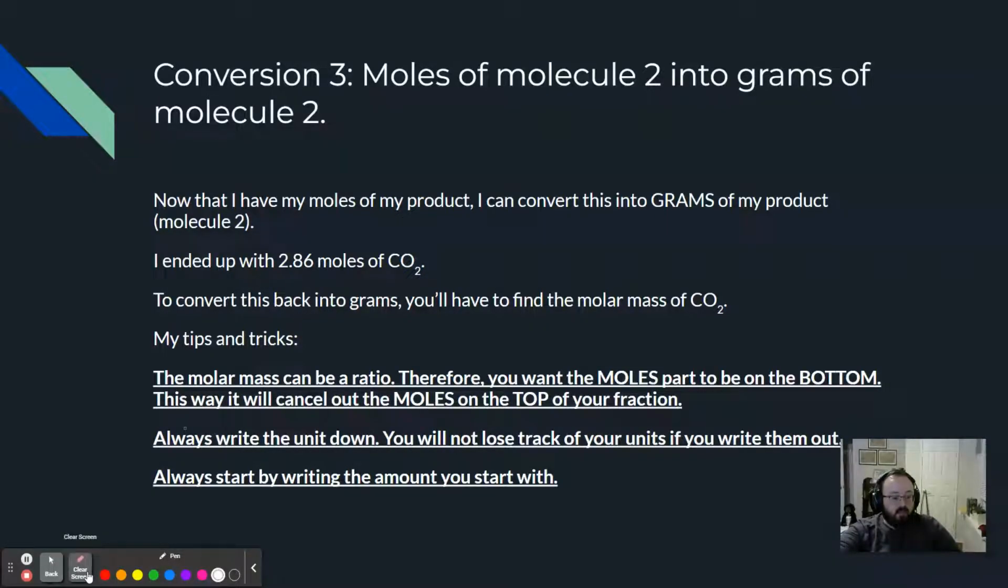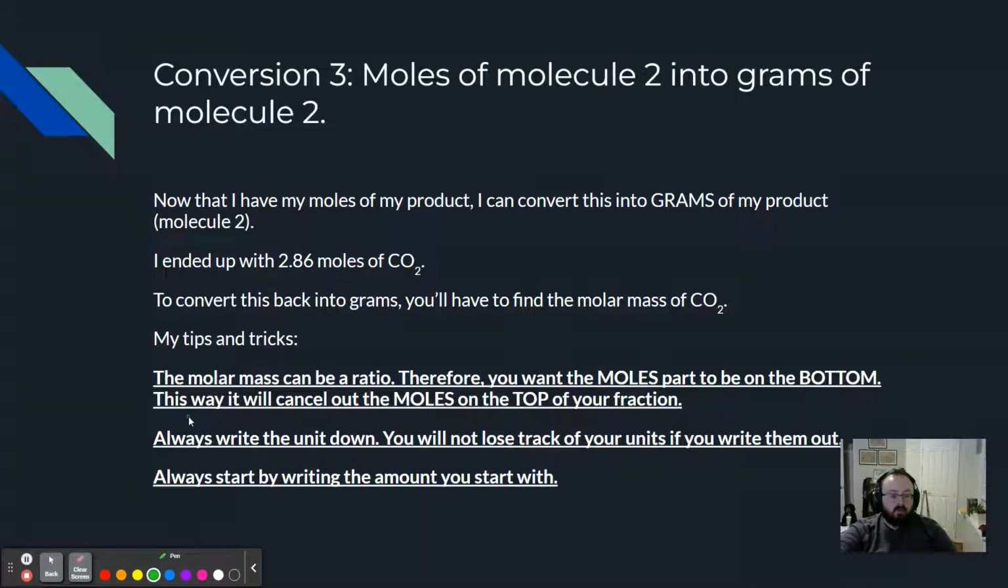So here is my value. I'll go to green. 2.86 moles of CO2. Now we need to convert this back into grams of carbon dioxide. You're going to need to find that molar mass again. Alright? Again, because this can be your ratio, you want the moles to be on the bottom this time, because we started with moles. So the moles should be on the bottom. That way the moles can cancel out. Alright, have a go at this.